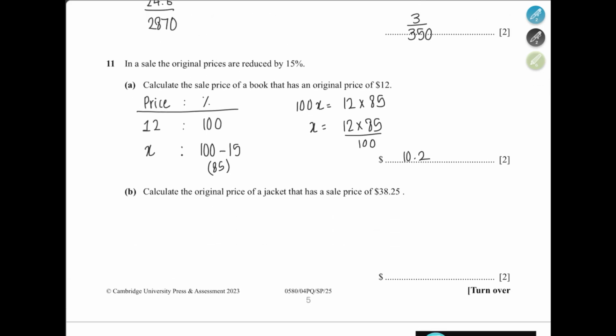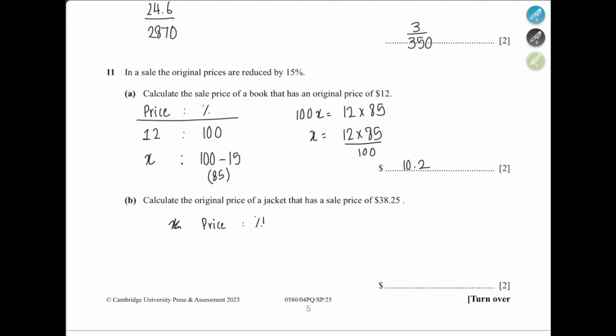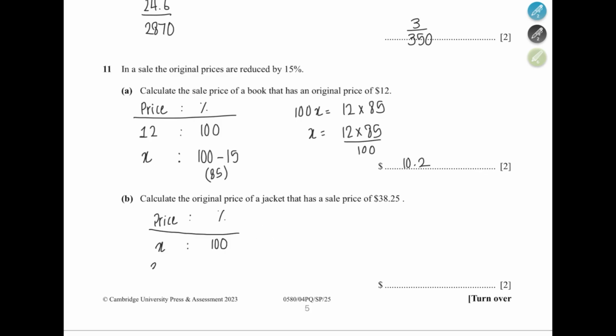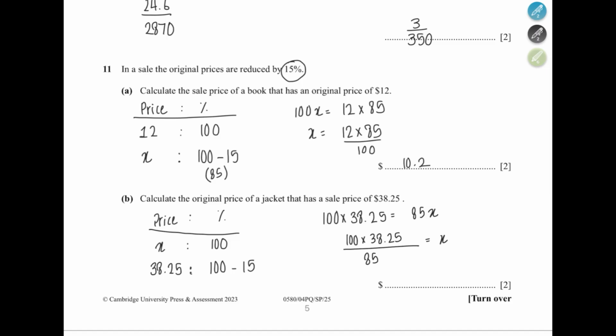Calculate the original price of a jacket that has a sale price of $38.25. Price to percentage ratio. So what was the original price? That is 100%. Sale price was $38.25. Again, they told us the prices are reduced by 15% for all the items. This is going to be 100 minus 15. Therefore 100 multiplied by 38.25 equals 85x. So 100 times 38.25 divided by 85 equals x, which equals $45.